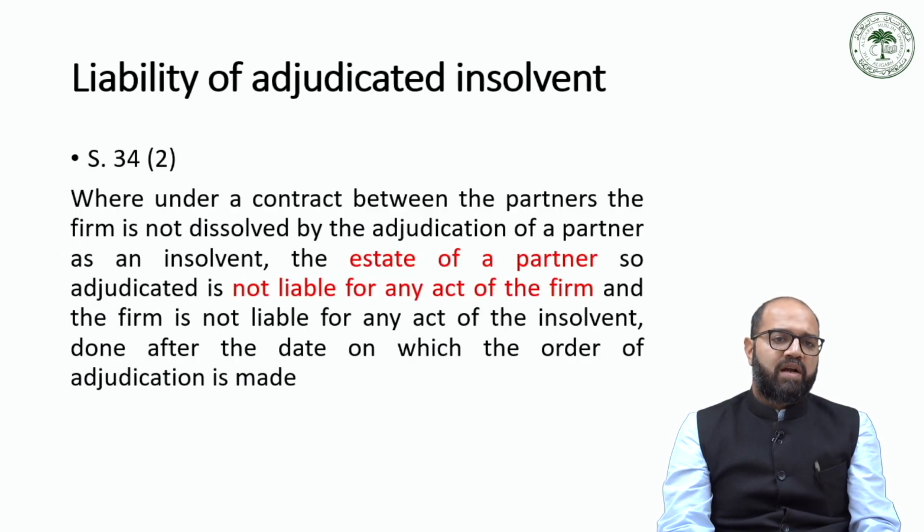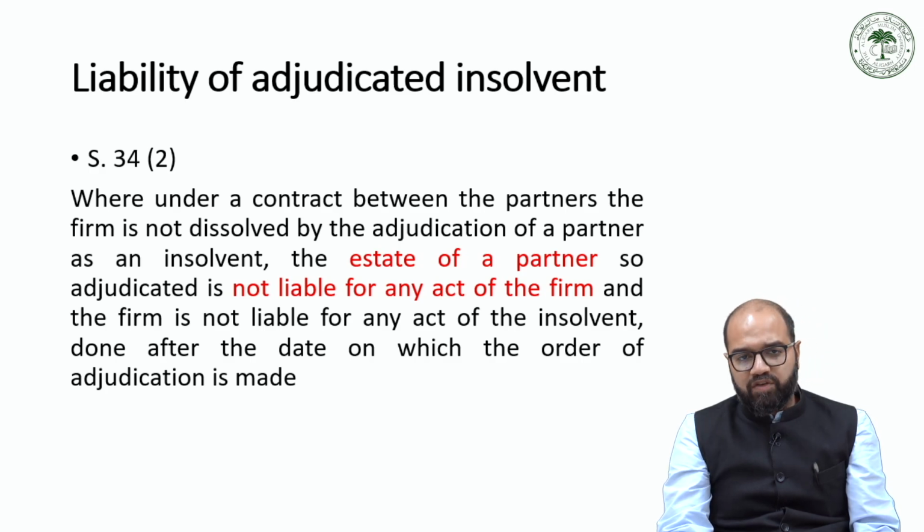Now we shall be looking at the liability of an adjudicated insolvent partner provided under Section 34 Clause 2, which reads as: where under a contract between the partners, the firm is not dissolved by the adjudication of a partner as an insolvent, the estate of a partner so adjudicated is not liable for any act of the firm, and the firm is not liable for any act of the insolvent done after the date on which the order of adjudication is made.